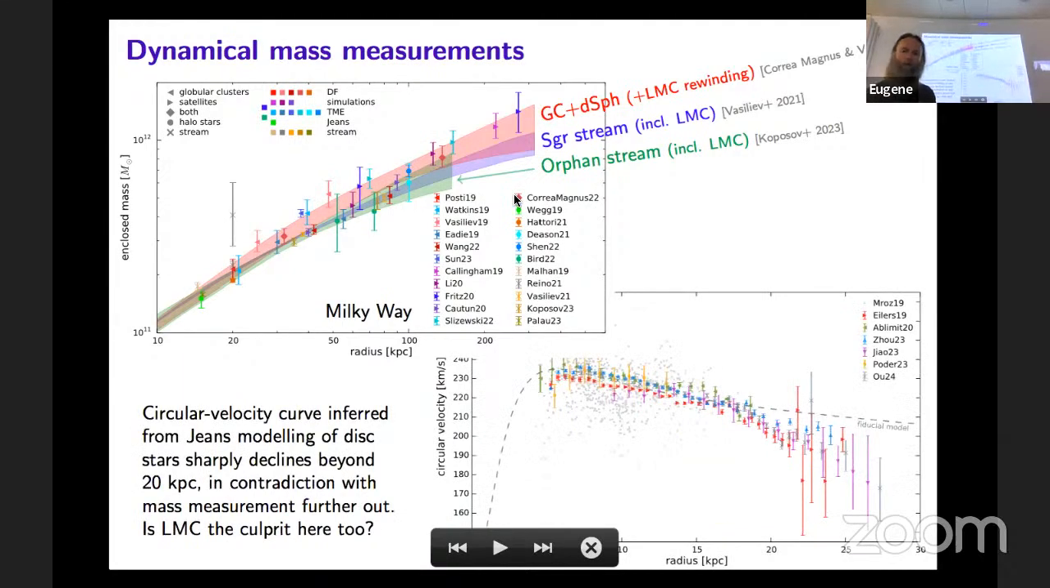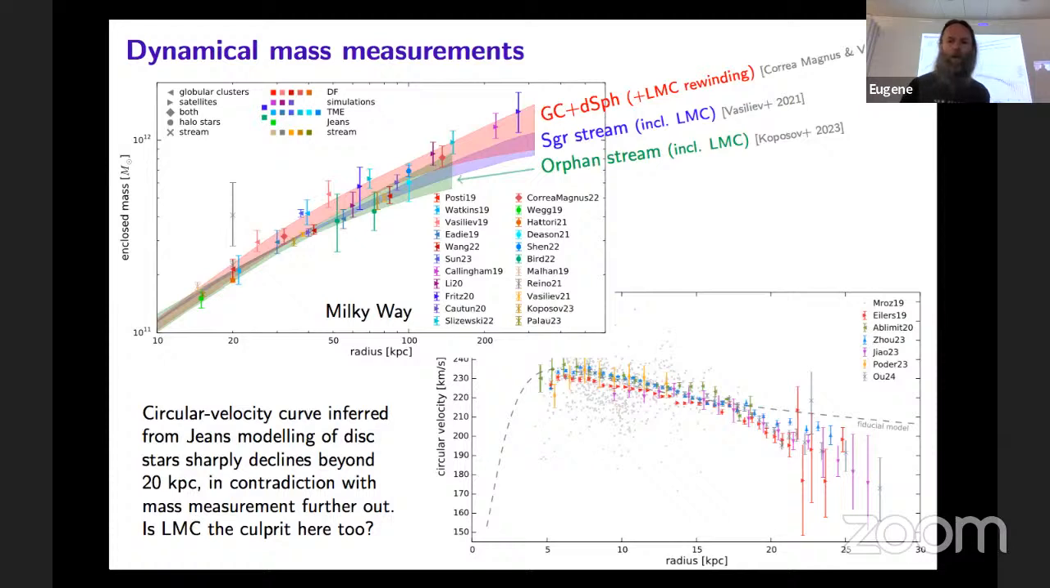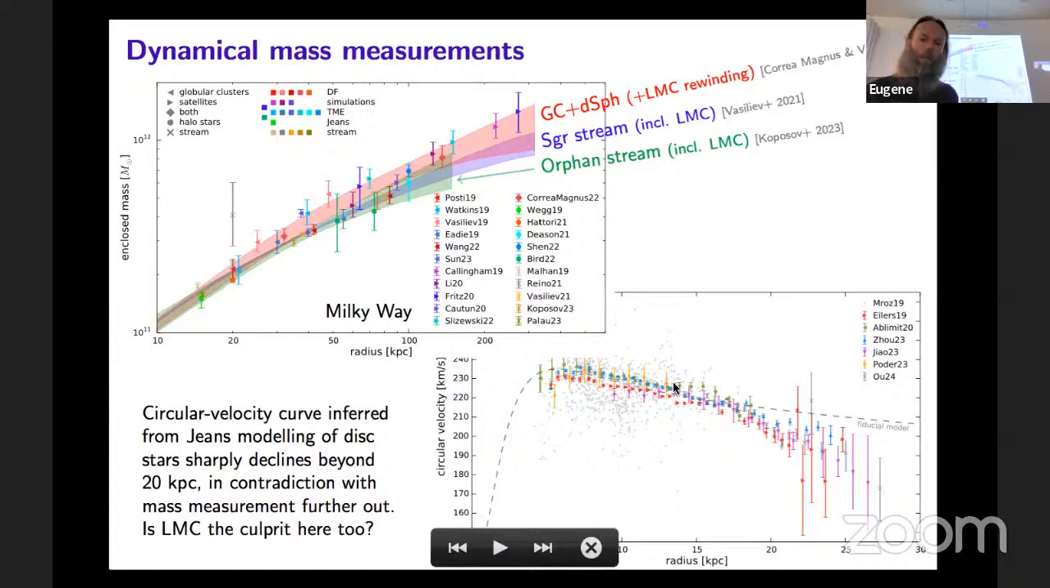If you look at the kinematics of stars in the inner part of the Milky Way, or rather in the outer part of the disk, but within 20, 30 kiloparsec, these are all methods based on the Jeans equations and based on the kinematics of stars in the galactic disk. And it's shown in a different way, not as an enclosed mass, but rather as the circular velocity as a function of radius, which is related to the enclosed mass.